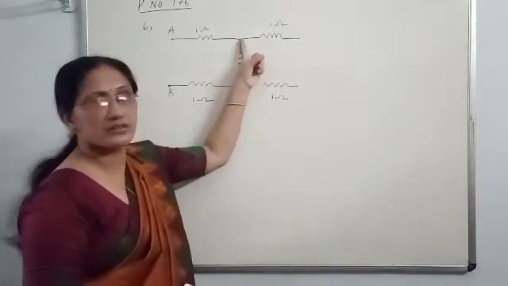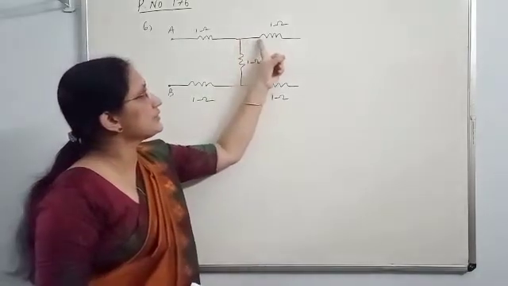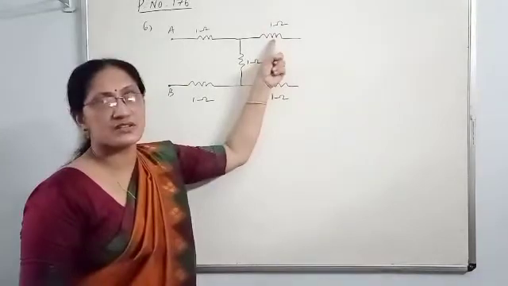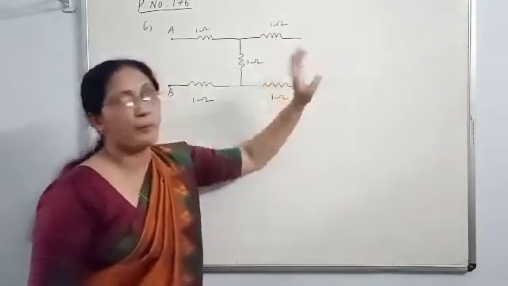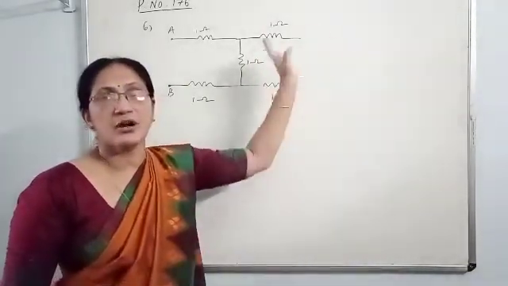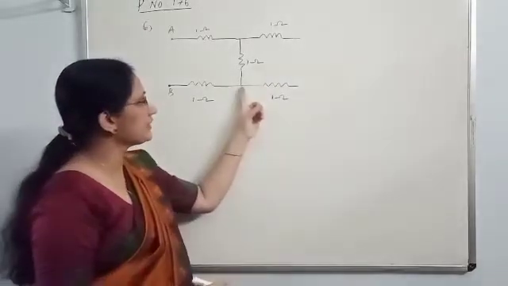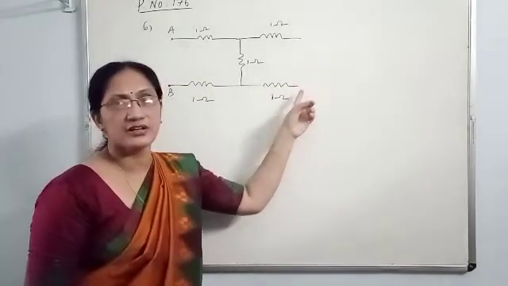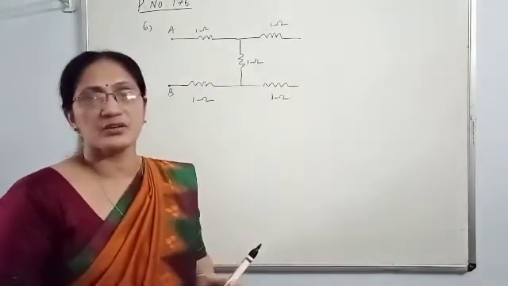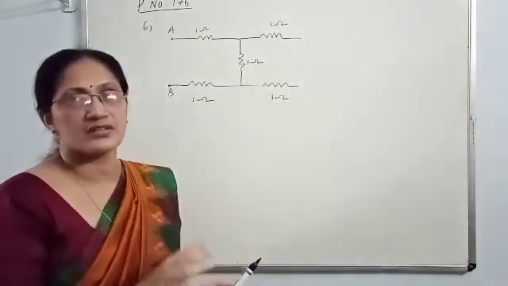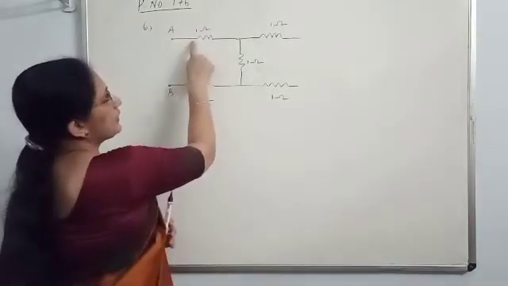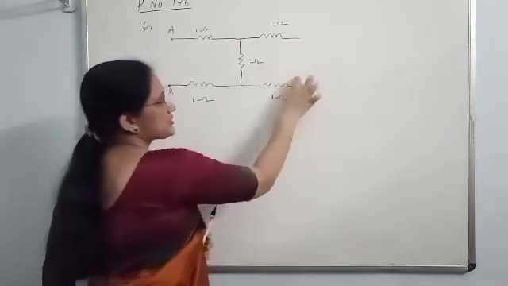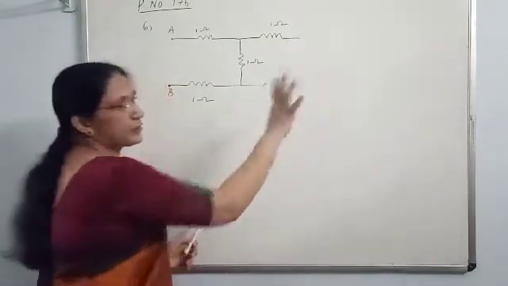From this junction, one branch goes. In that branch there is 1 ohm resistance, but its end is open. That means current will not flow. Same thing here. This branch is incomplete or broken here. So if this circuit is included in an electric circuit, the current will flow in this way. Current will not enter into these 2 branches since their ends are broken.